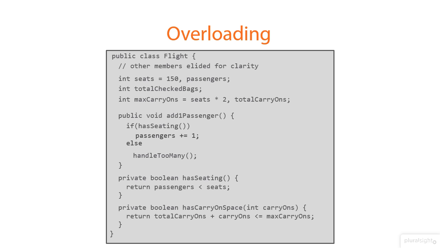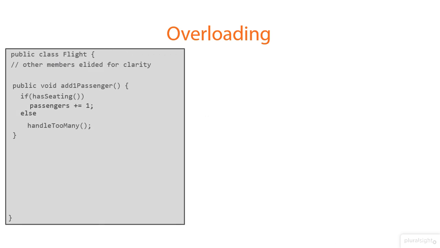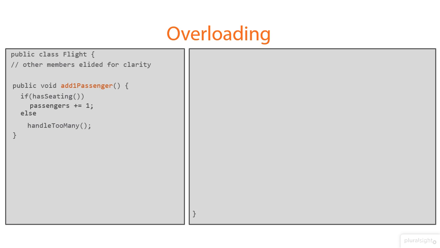So I want to focus in on the idea of add one passenger. Because now that we're keeping track of things like total checked bags and carry-ons, the idea of adding a passenger is going to be a bit more sophisticated. Let's go ahead and move this off to the side. Now we're still the same add one passenger we were just looking at. Nothing has changed there. Let's add a little bit more space to work here.